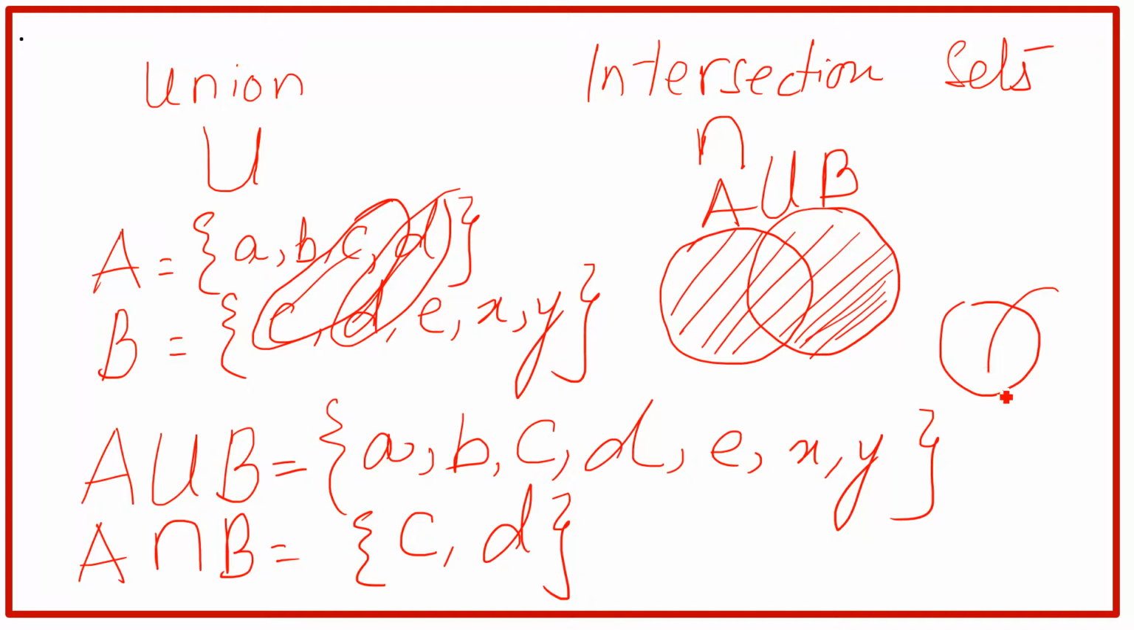And in case of intersection, this is the overlapping. Here we write down only the common, C and D. Or in shading, you can shade only this portion, whatever is the common area, the overlapping area between the two sets.